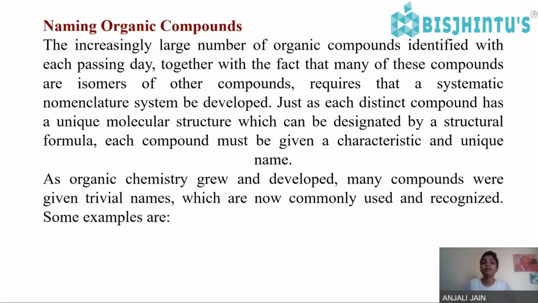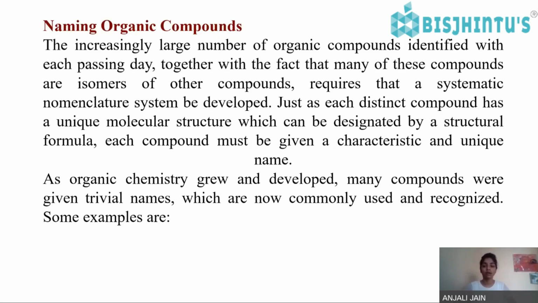This requires that a systematic nomenclature should be developed. Okay, so we had to develop a systematic nomenclature, as I just told you before the previous slide. Just as each distinct compound has a unique molecular structure which can be designated by a structural formula, in organic chemistry we developed some examples, and trivial names were used previously, before the IUPAC nomenclature.